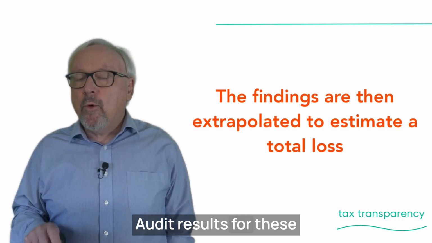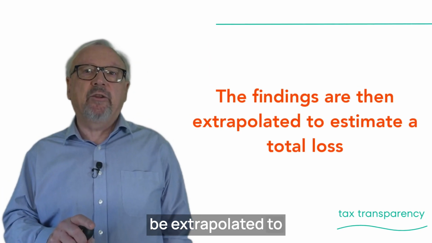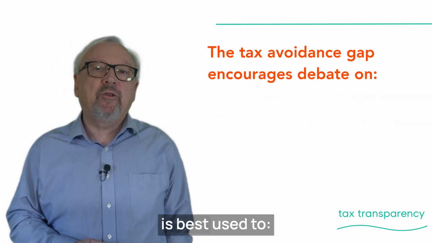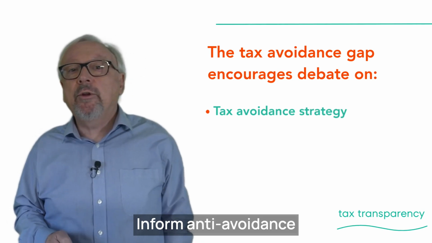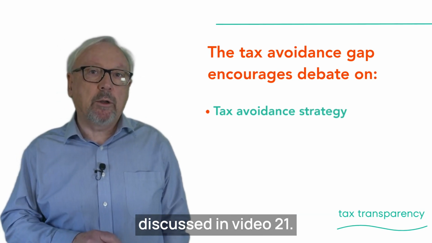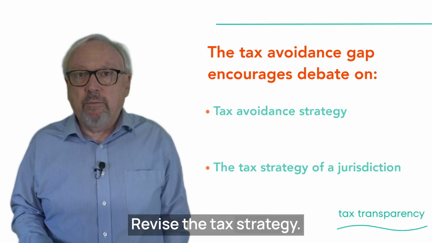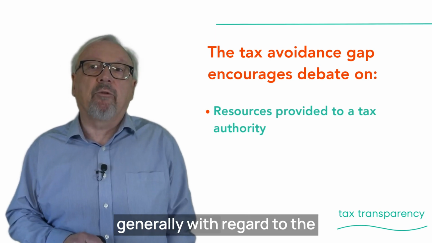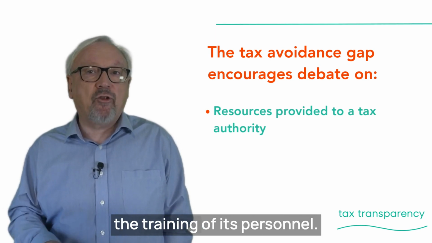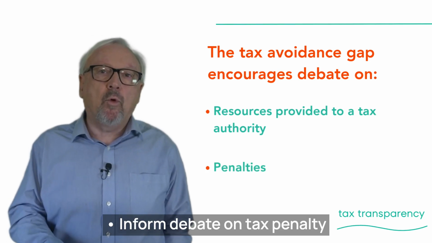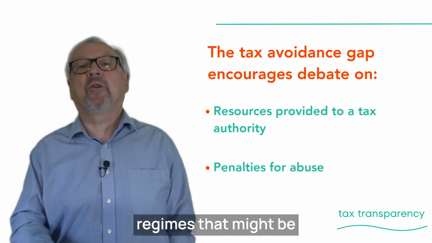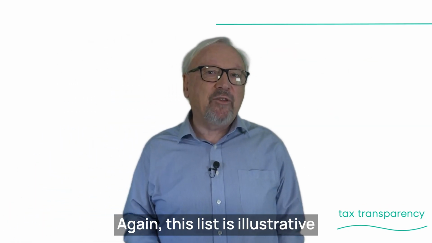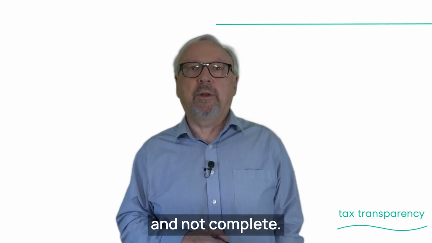Audit results for these tax returns can then be extrapolated to estimate the total likely tax avoidance gap. This estimate is best used to inform anti-avoidance tax policy as discussed in video 21. Revise the tax strategy. Review the allocation of resources to this issue in the tax authority, and more generally with regard to the adequacy of its budget and the training of its personnel. Inform debate on tax penalty regimes that might be applied to those who are undertaking tax avoidance. Again, this list is illustrative and not complete.